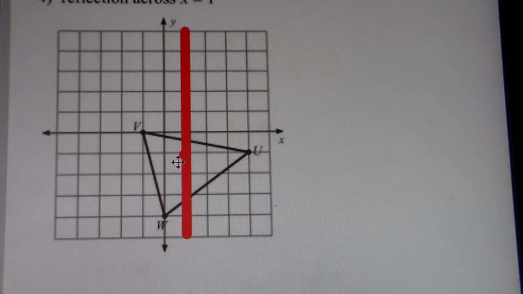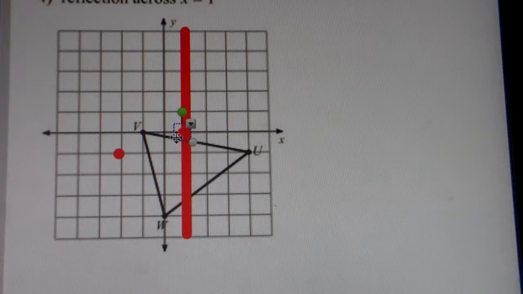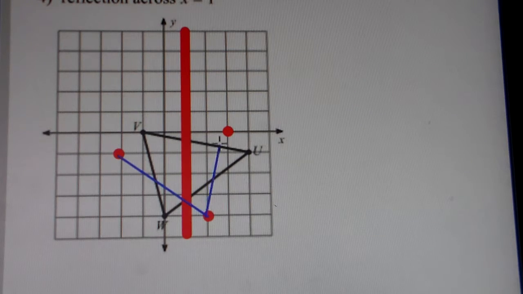Now U is 3 to the right, so we got to go 3 to the left to get U prime. V is 2 to the left, so that means 2 to the right. We got to do the opposites when we do reflections. And W is 1 to the left, so we got to go 1 to the right. Then we connect it up. I'll make it a blue triangle. And that blue triangle is the reflection of the black triangle along the x=1 line.